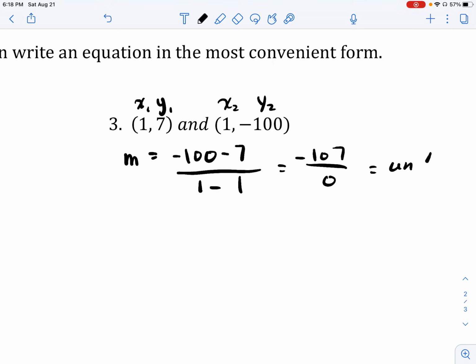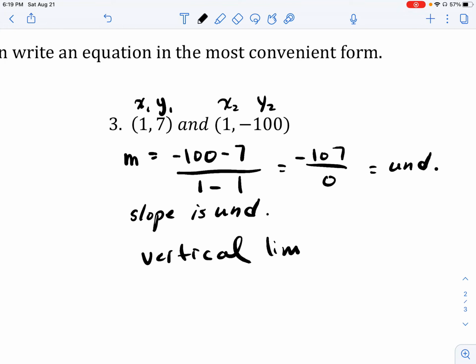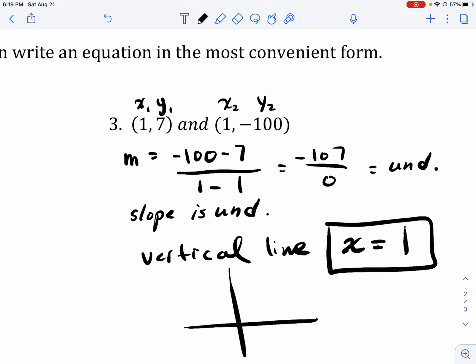And ask yourself, what's going on here? Well, this is undefined. Since the slope is undefined, what does that tell you about what that line looks like? Well, that means it is a vertical line. And how would that be described? Well, that's when x is equal to 1. That's what that vertical line would look like. So if I were to graph that at x is equal to 1, we have this vertical line here. Okay, so I did want to do a problem where I found the slope, but let's try another one here.